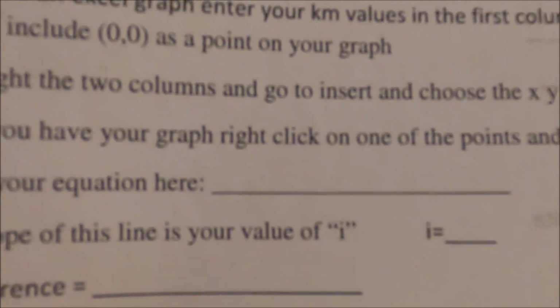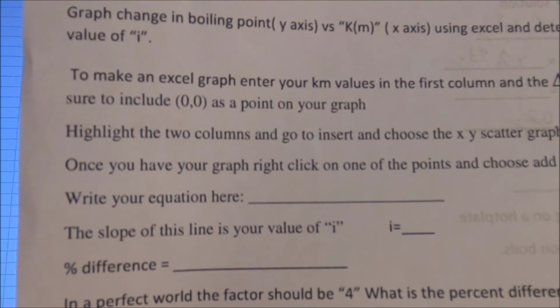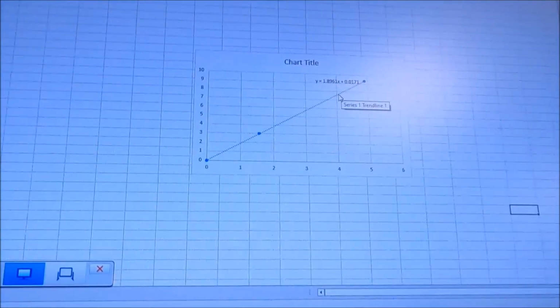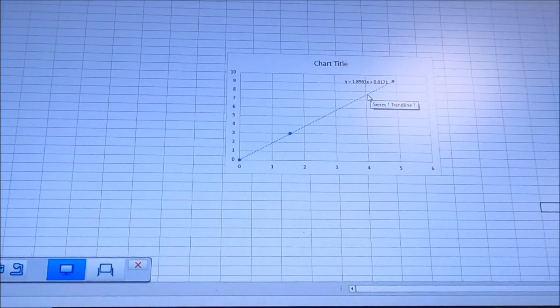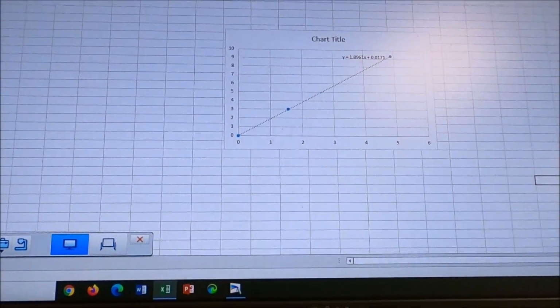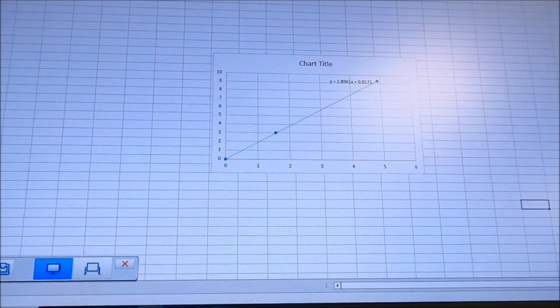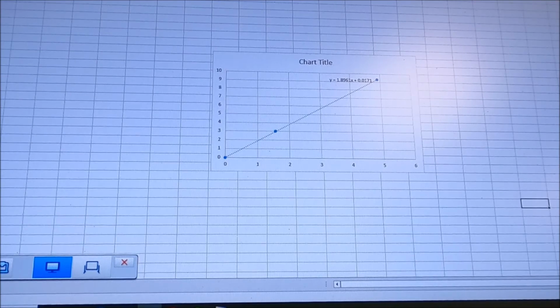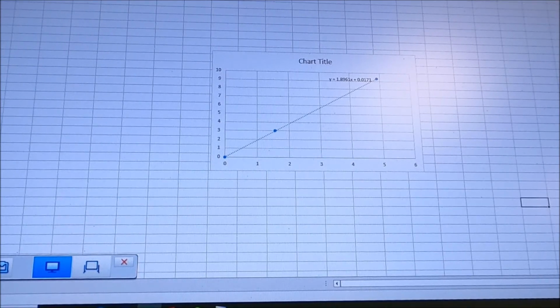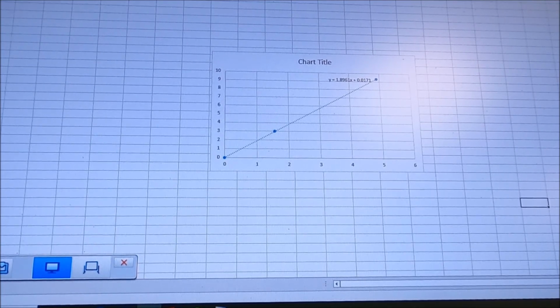On your data sheet, there's a place to write the equation. Now, when you write the equation, okay, the slope of your line, which is the number in front of x, okay, that is your I value, which is what we're looking for here. Your I value tells you something about how many particles in solution you get for every formula unit of the salt.